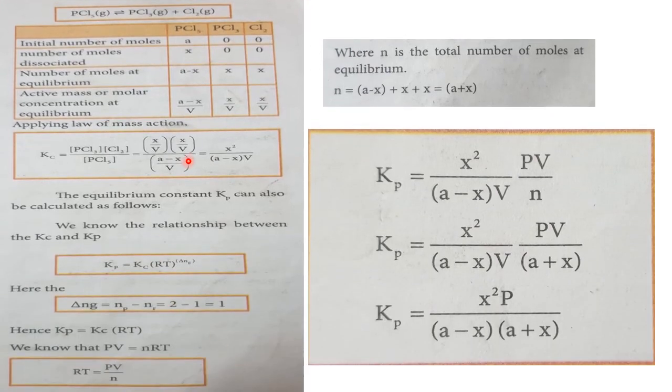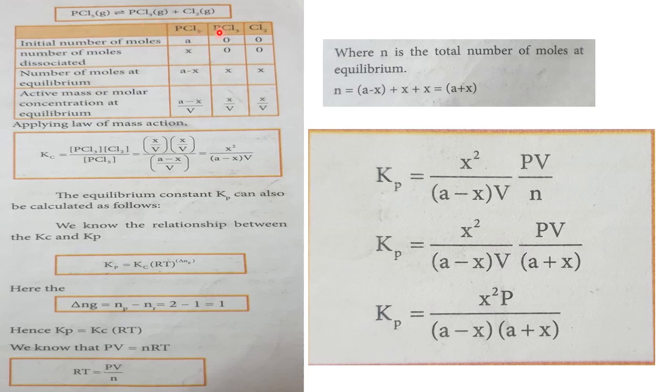The next is also to derive Kp and Kc for PCl5, the decomposition of PCl5. This is also another important 5 mark question, done the same way as you did for hydrogen iodide. First you learn the equation by heart: PCl5 dissociates to form PCl3 plus Cl2. You don't need to balance it because it is already a balanced equation.